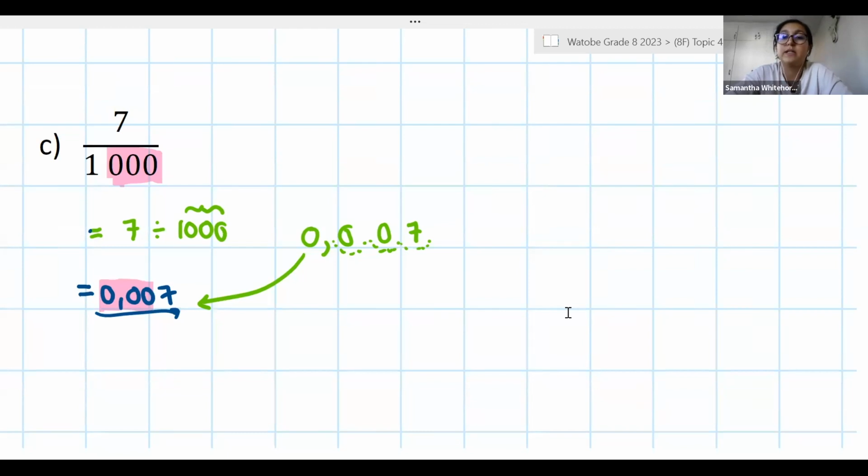So Brian, we know where to put the decimal because I'm dividing by 1,000. I move my decimal 3 places back, and 3 places because 1,000 has 3 zeros.